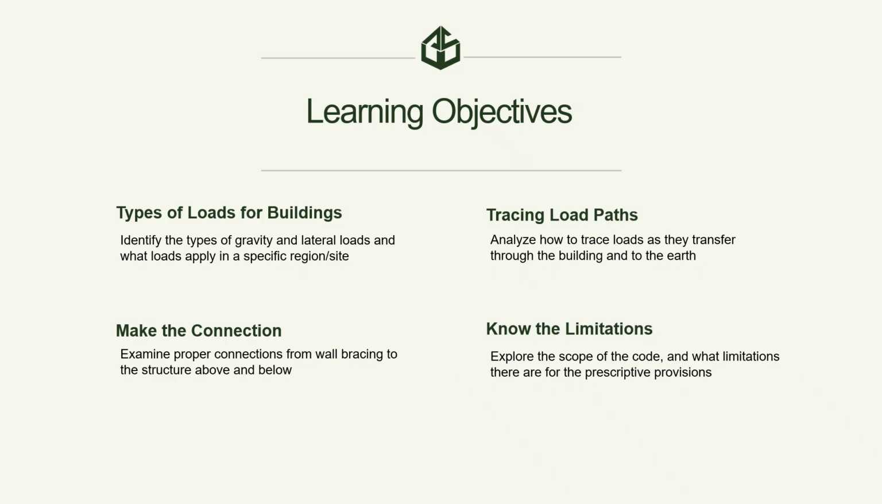As mentioned, we'll explore the types of loads for buildings and identify gravity and lateral loads. We'll also determine what loads apply in specific regions and sites. We're going to trace those loads through the building and ultimately to the earth. And then we're going to make the connection. We're going to examine different connections for wall bracing. It is critical to make sure that it's attached to the structure above and below. And then we're going to understand the limitations of the code. And then we're going to also explore what do you do when you exceed those limitations.